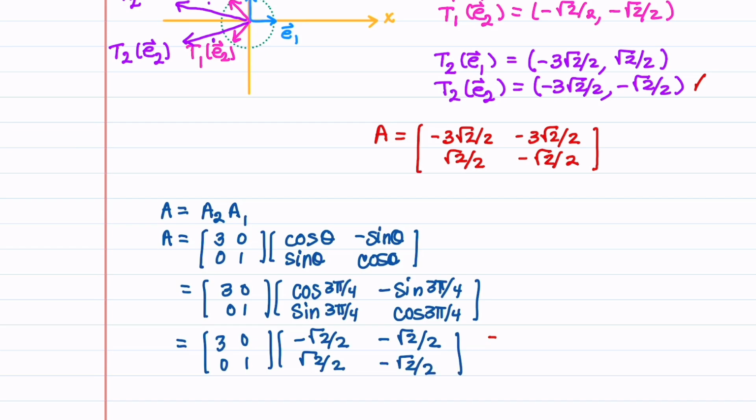Now we can go ahead and multiply these matrices. We pick up a minus 3 root 2 over 2 in the upper left. In the upper right, we're going to pick up a minus 3 root 2 over 2. And then in the lower left, we have a root 2 over 2. And in the lower right, we have a minus root 2 over 2. And you can notice that these two answers are the same. Either approach is totally fine for solving this problem.